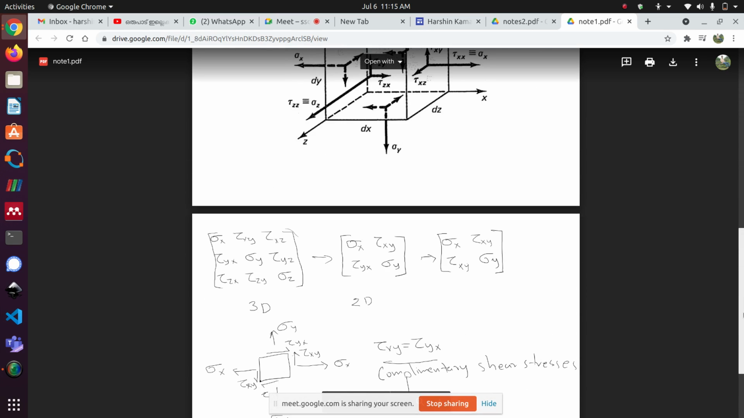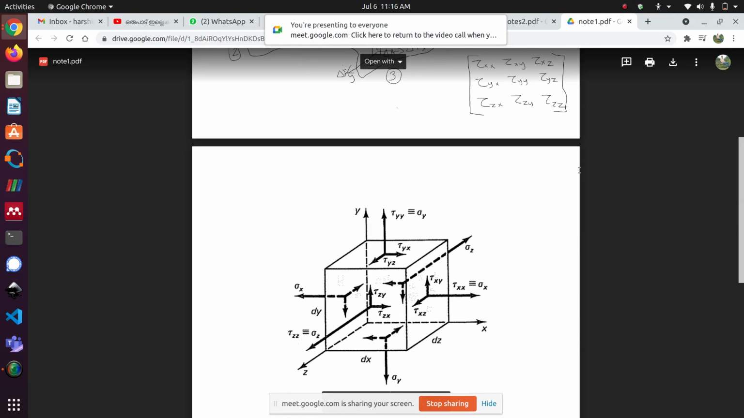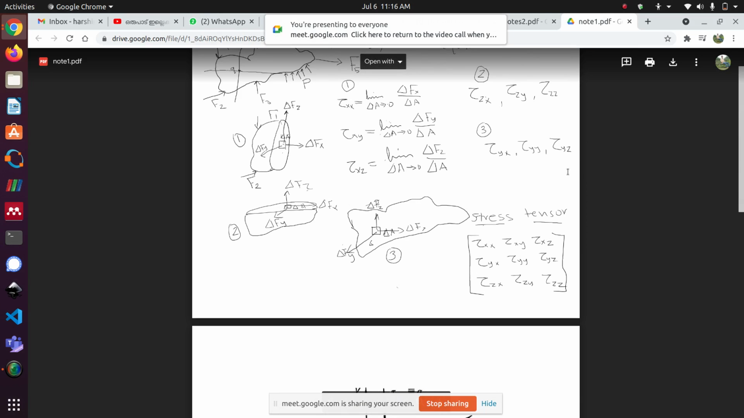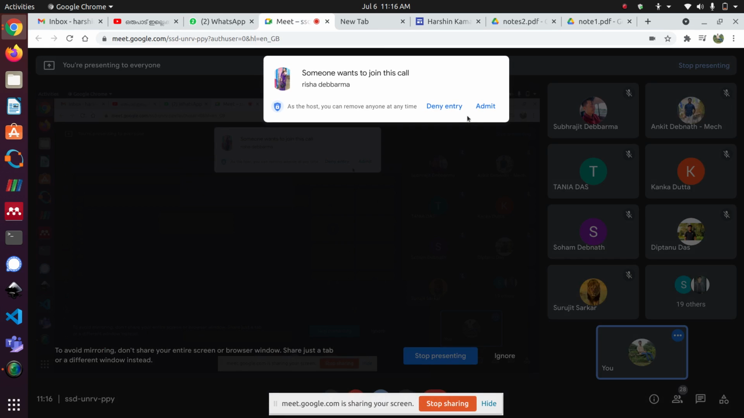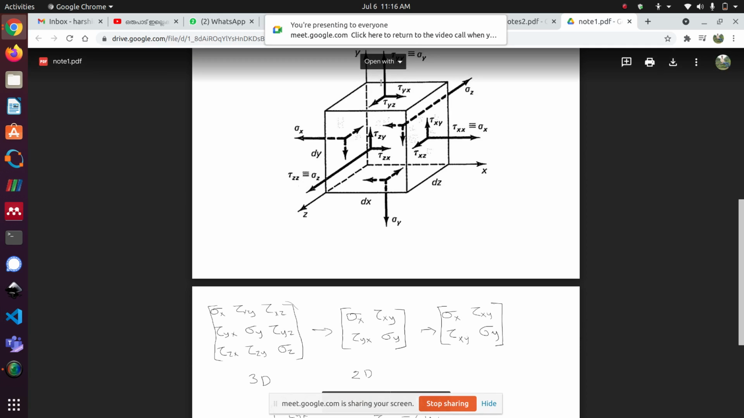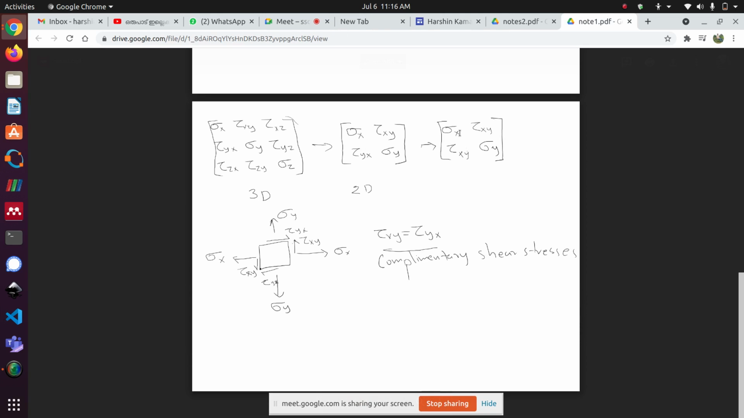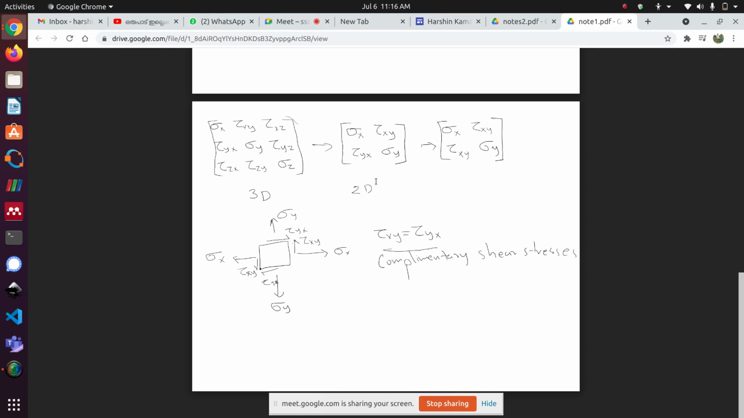First I told you that we talked about a general 3D stress tensor. We figured out that there are 9 components for a stress tensor, and out of them 6 components are independent. In 2D, that will actually be 4 components. Complementary shear stresses are equal.